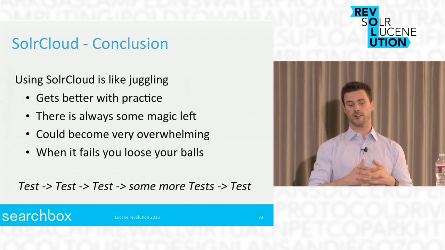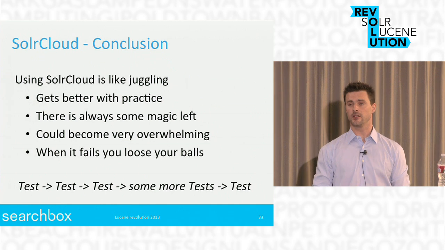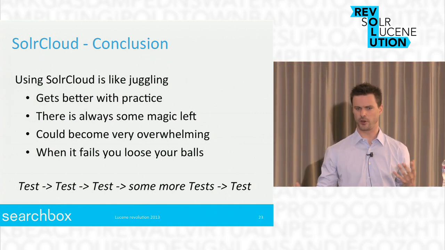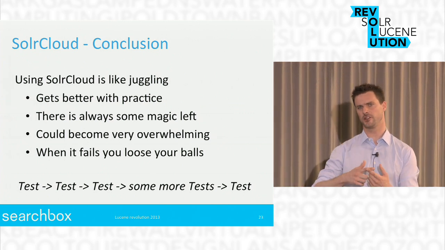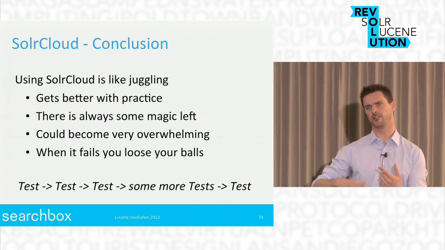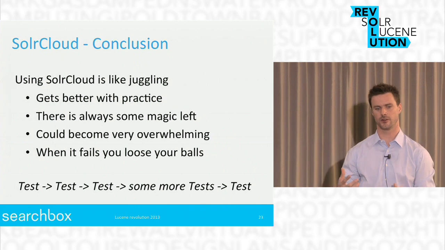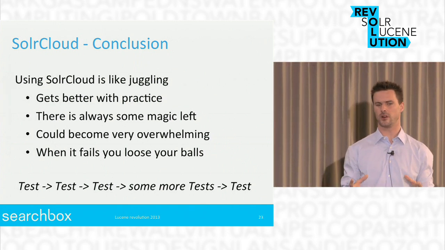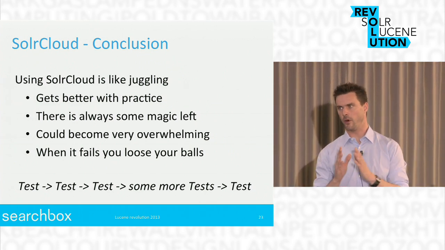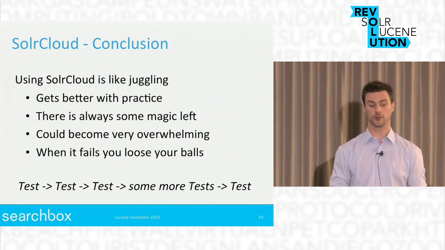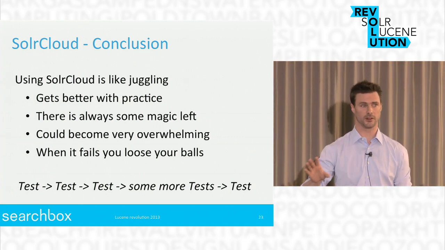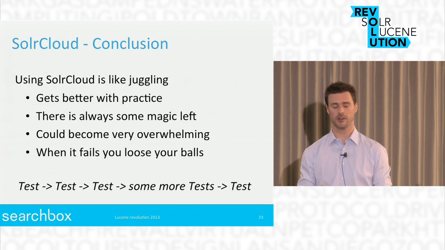Small conclusion: Solr Cloud feels at the beginning like juggling. There's lots of parts. Remember that loop: your collection makes shards, that makes cores, that makes nodes, that makes collections, and so on and so on. So at the beginning, it's hard to get a grasp on it. One thing that you need to take for granted is there will always be some magic left. You have to work with it. It's fine. The way they do peer discovery is amazing.